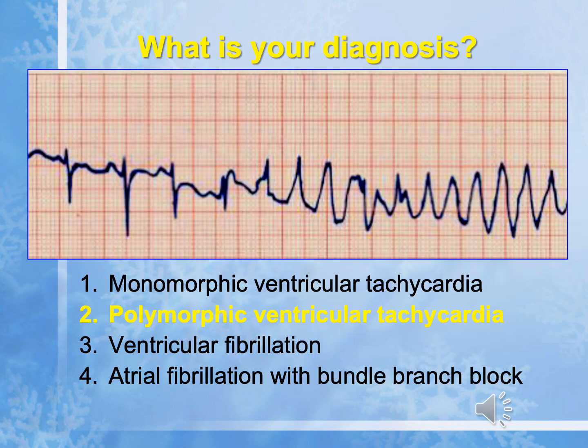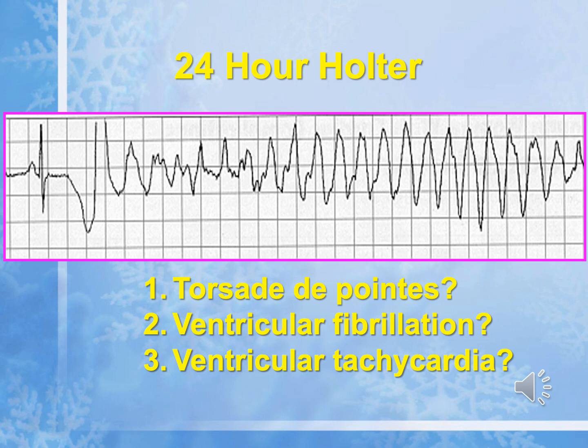This electrocardiogram illustrates polymorphic ventricular tachycardia developing in a patient who does not have prolonged QT interval. This arrhythmia was recorded on a 24-hour Holter monitor tracing, and the question is, does it show torsade de pointes, ventricular fibrillation, or ventricular tachycardia? Probably any of these three could be accurate.